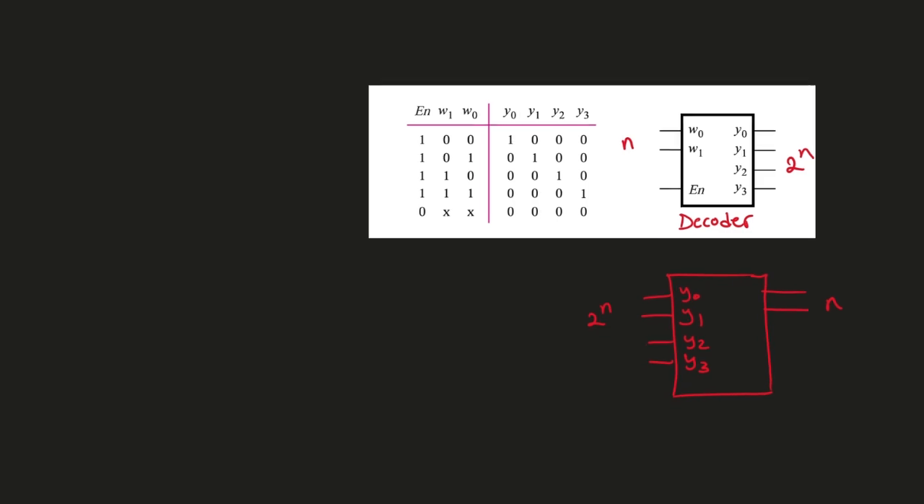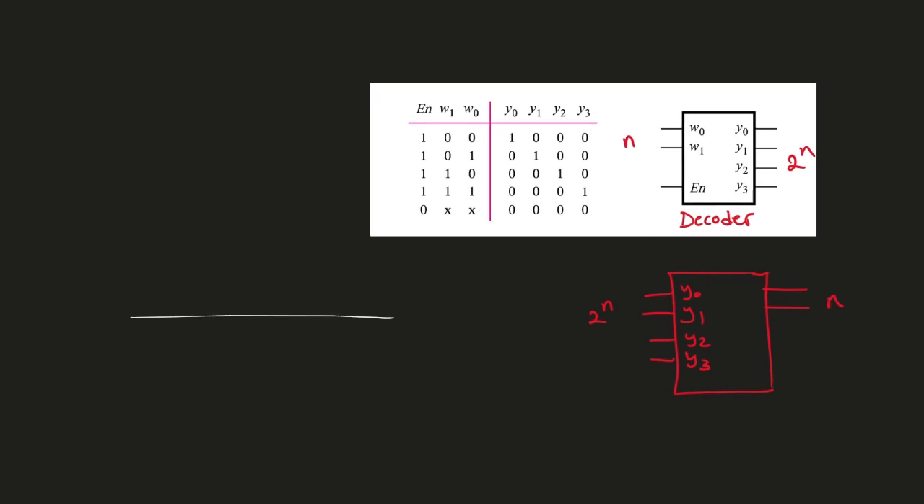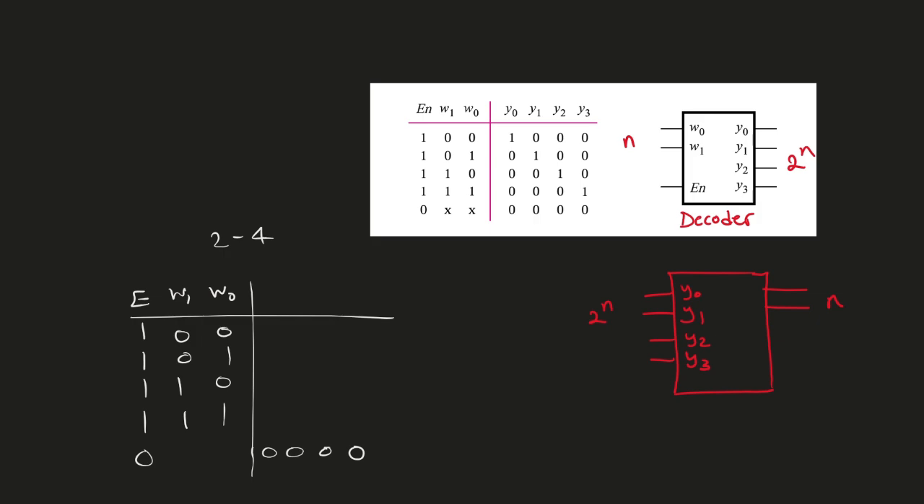Okay, so this is how a truth table looks like. This is for a 2 to 4 decoder. This is its truth table. We have enable, W1 and then W0: 0 0, 0 1, 1 0, 1 1, and enable should be on the whole time. If enable is off, the decoder's outputs will all be 0. I keep getting the two mixed up.